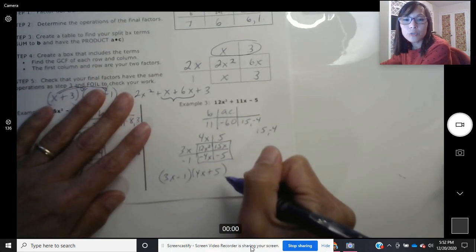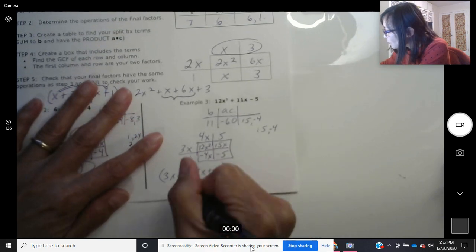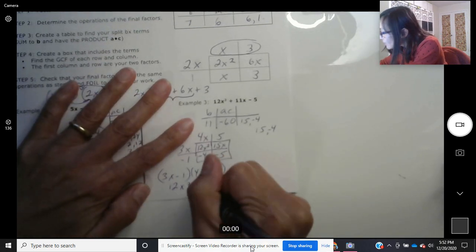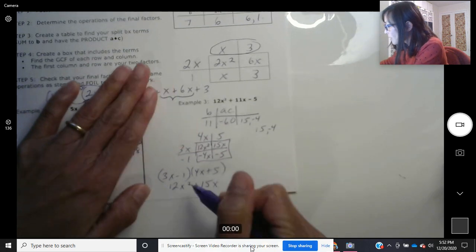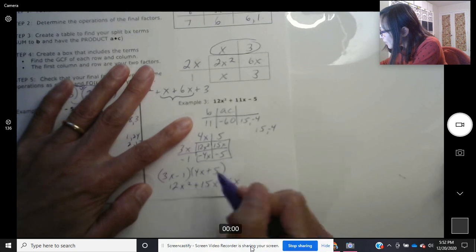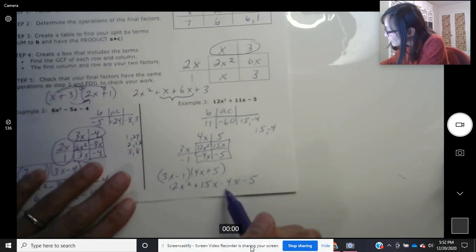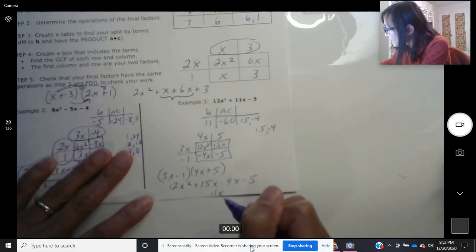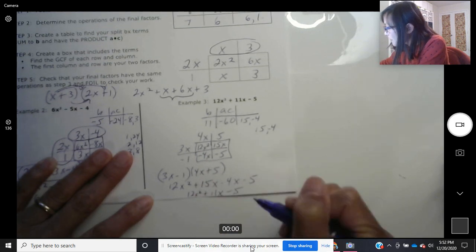Let me use FOIL to help me double check my work. 3x times 4x is 12x squared. 3x times 5 is 15x. Negative 1 times 4x is negative 4x. And then negative 1 times 5 is negative 5. 15x and negative 4x is equal to 11x. So it's 12x squared plus 11x minus 5.